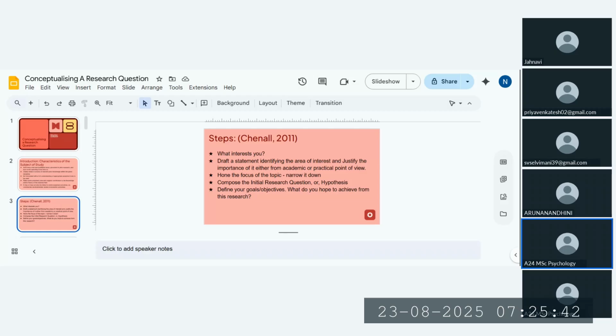First, we look at what interests you. What is your area of interest in the field of psychology? What are you curious about? What do you want to learn? What phenomena do you see around you or you've read about that you're curious to understand more about, that is not giving you satisfying answers in current knowledge? And then you draft a statement identifying the area of interest.